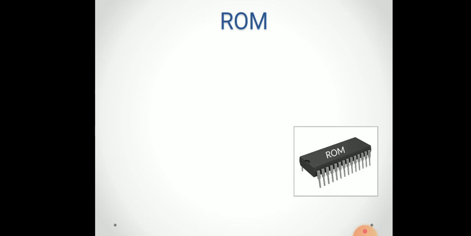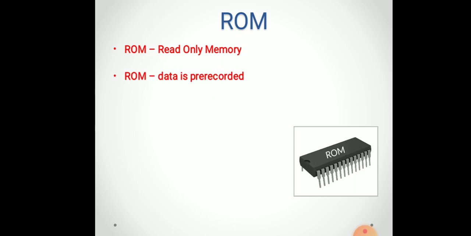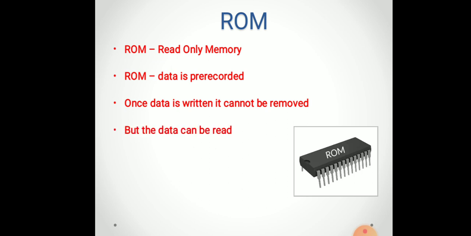Let us move on to ROM. The expansion of ROM is read-only memory. In ROM, the data are pre-recorded. That is, the data are already stored in the ROM. We cannot write into that ROM. Once the data is entered into ROM, we cannot remove it, but we can read the data from the ROM.